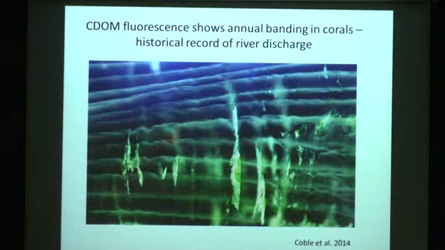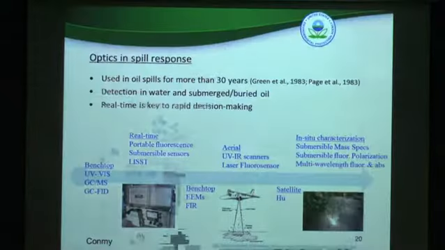This is a picture of a thin section of coral. And many years ago it was shown that the coral had fluorescent banding in it. And this has been related to river discharge. And so looking at a fluorescence microgram of thin sections of corals, you can get a historical record of annual river discharge. This is from a book chapter that's coming out soon.